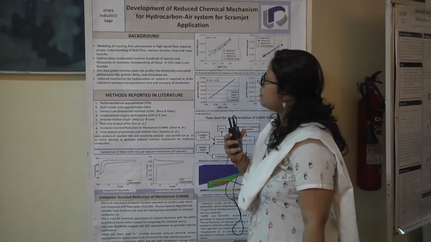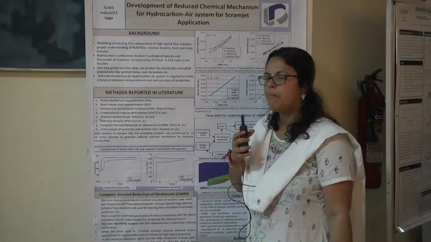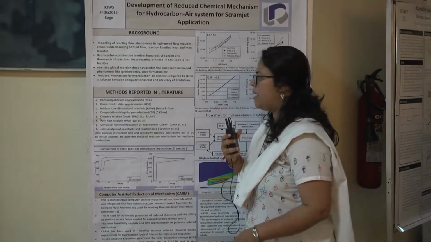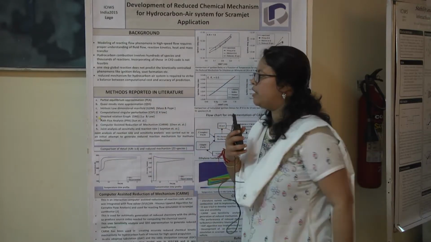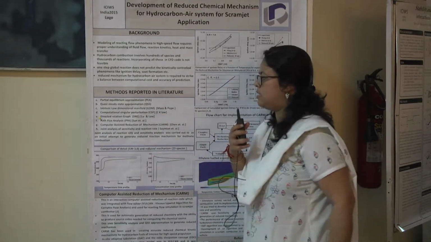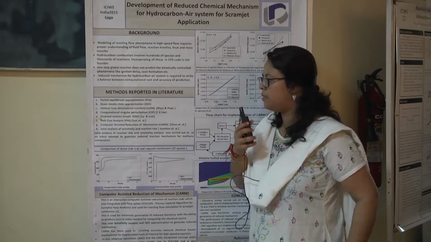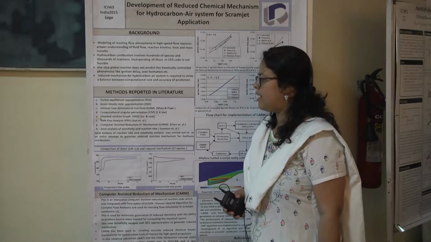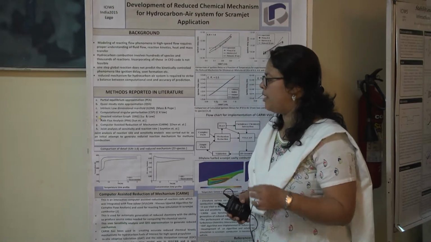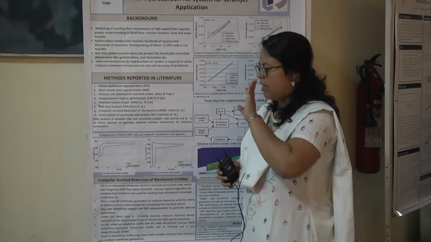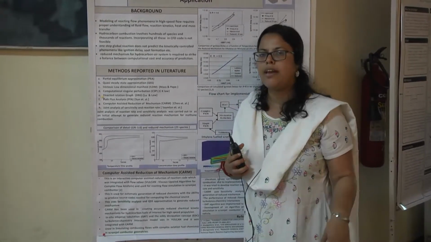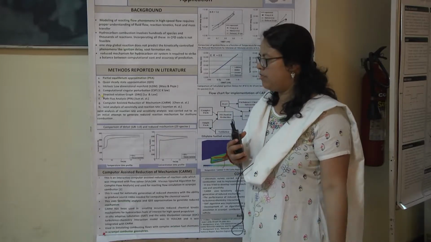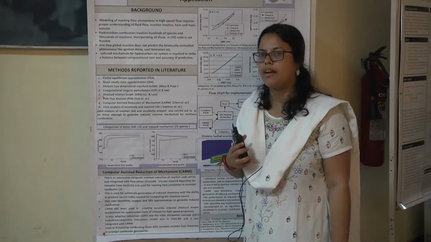For that, there are a number of mathematical techniques available for generation of reduced chemical mechanisms. They are like partial equilibrium approximation, quasi-steady state approximation, ILDM, computational singular perturbation, directed relation graph, path flux analysis, CARM, etc. I have tried to use joint analysis of sensitivity and reaction rate in order to reduce the mechanism, and for that the open source software Cantera was used.